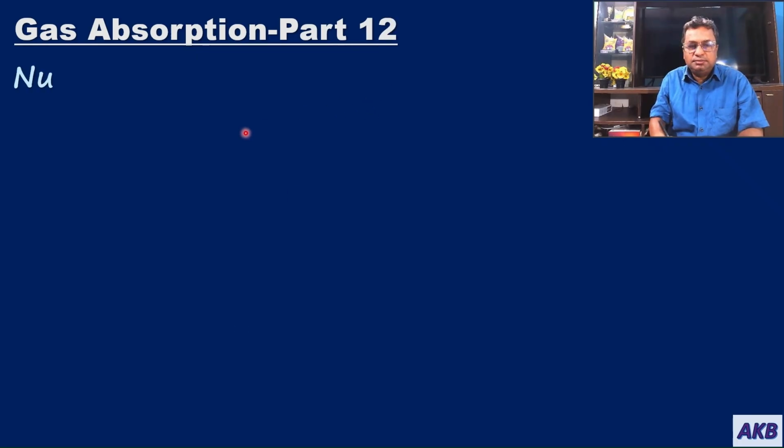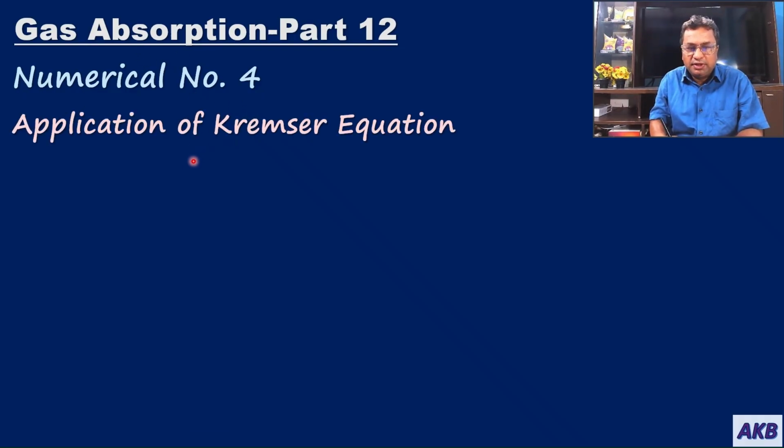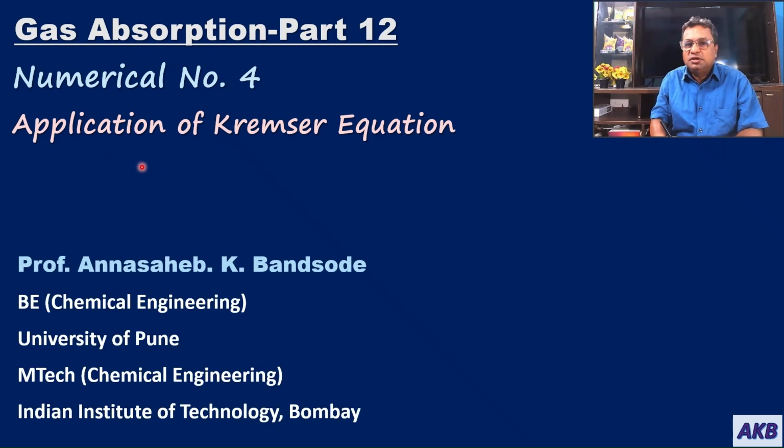This is the 12th part of my discussion on gas absorption. And in today's discussion, I will be discussing a numerical example. I'm calling this numerical example number 4 because that would be the fourth example on this topic. In this example, you will learn how to apply the Kremser equation for finding the number of stages in a tray column, for finding the number of stages in a multi-stage counter current absorption operation. So let us begin the discussion.